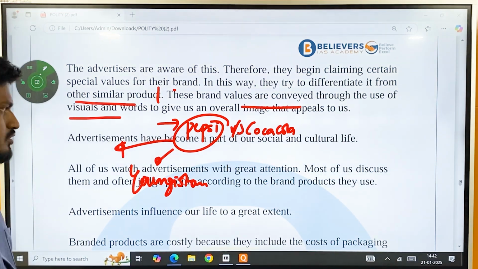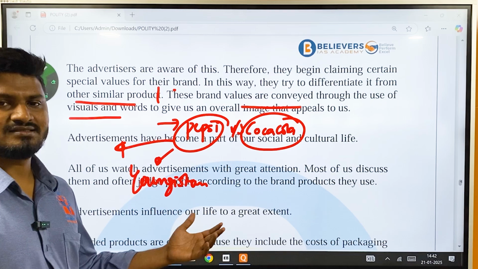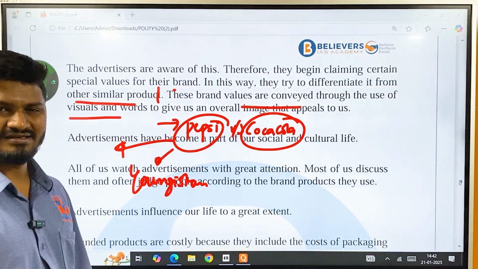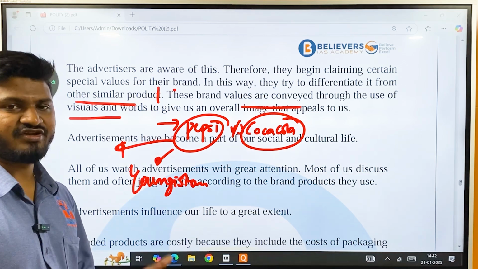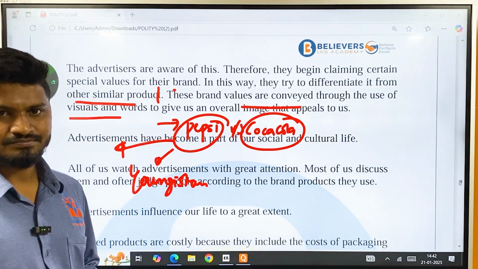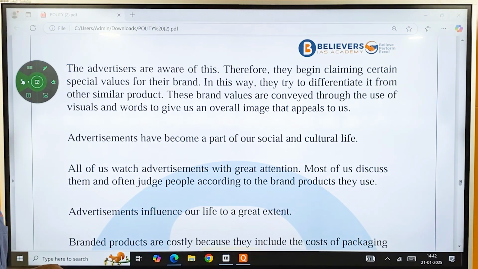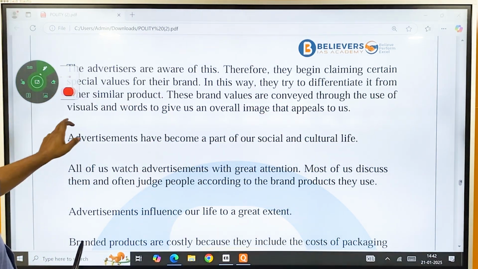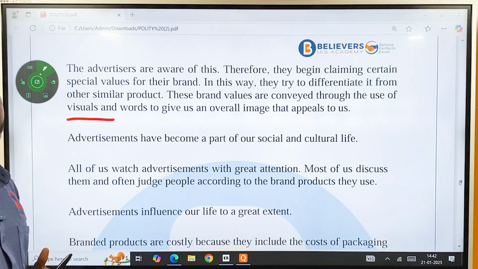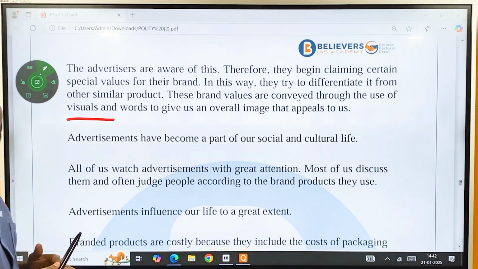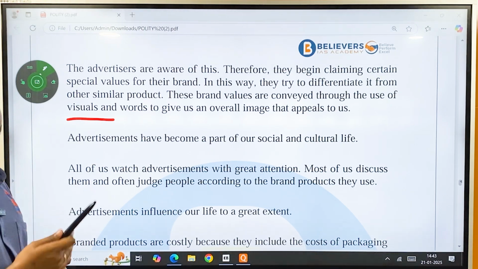Taglines are there. Coca-Cola, similar to Pepsi, also has its own brand, something like a chill brand. Okay, more people should go for Coca-Cola. They try to differentiate themselves from other companies. Okay, so that is how they try to differentiate through the use of visuals and words, which gives an overall image which is going to appeal to us. The image or the visual which appeals to us more is the product which we are going to buy.